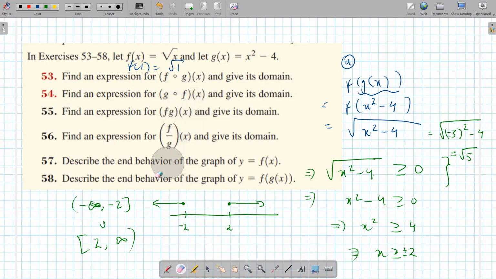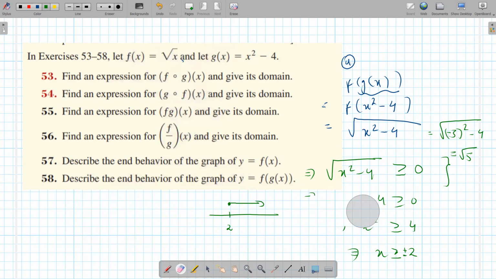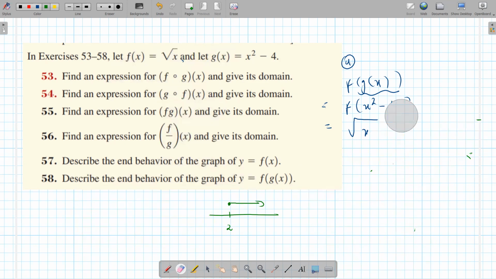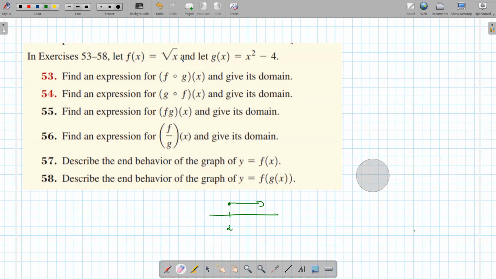Okay, let's do g of f of x. I'm just calling that an O, but it's not really an O. That just means it's g of f of x. Could I try this one? Yeah, go ahead. Isn't this the same question? No, it's flipped. So now we plug in f where there's g.